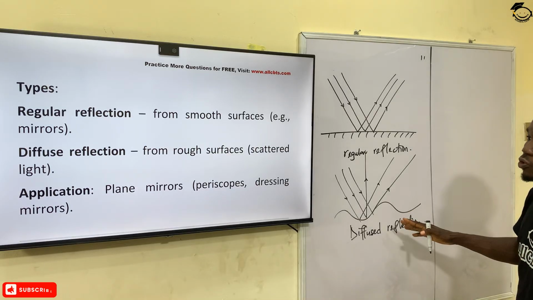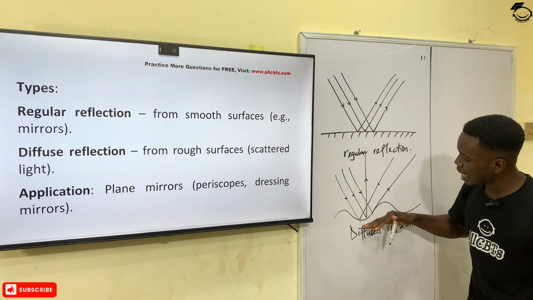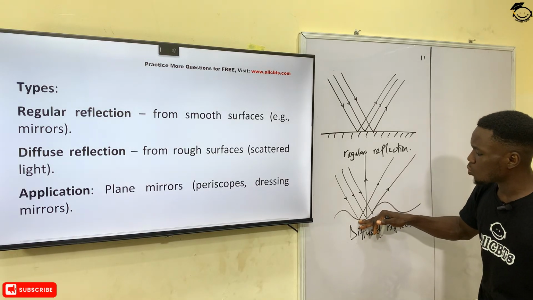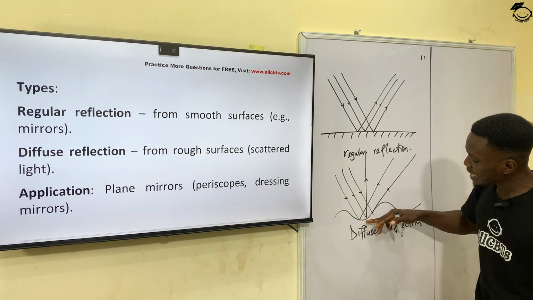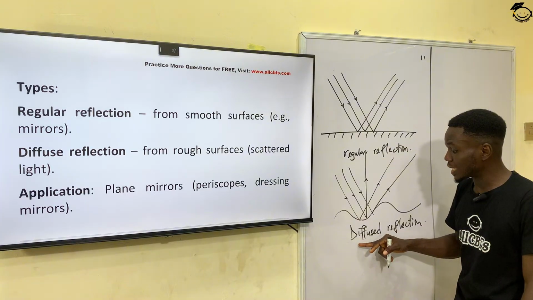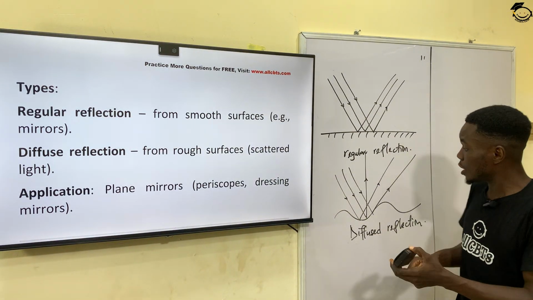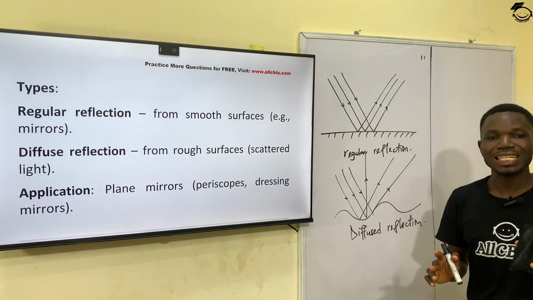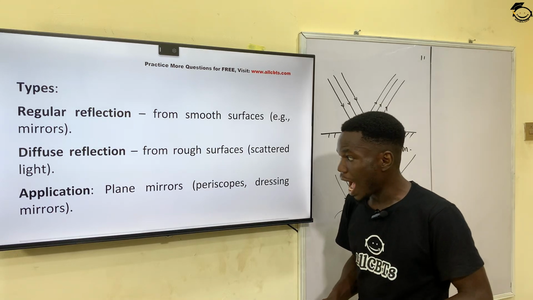We call this diffuse reflection or irregular reflection because the rays do not reflect out of the surface using that same pattern. It is scattered because they are hitting the surface at different angles. So whenever light hits a rough surface, it produces scattered light, which is diffuse reflection or irregular reflection.